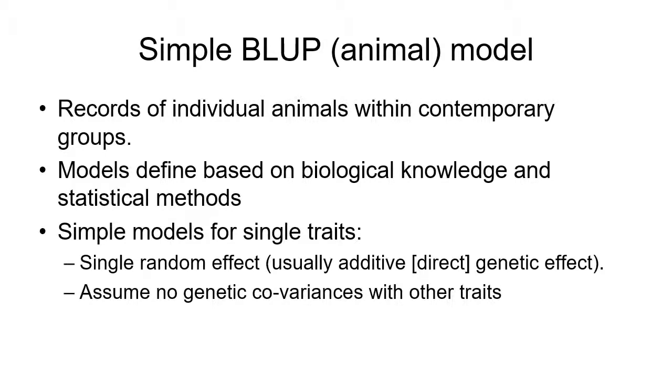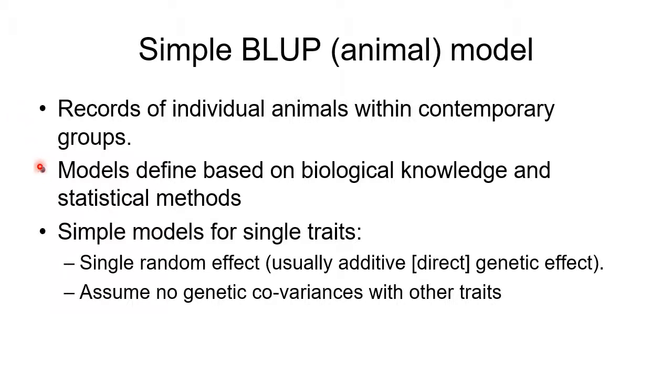So let's just then start looking at the simple BLUP animal model. So our simple BLUP animal model, and this is also a little bit of a revision of what we have done up till now. We have records of individual animals within contemporary groups. This is very important. Remember that BLUP basically works with the deviation of each animal's recording from its contemporary group. The actual value or the actual measurement is not important. What is really important is the deviation from the mean of the contemporary group.